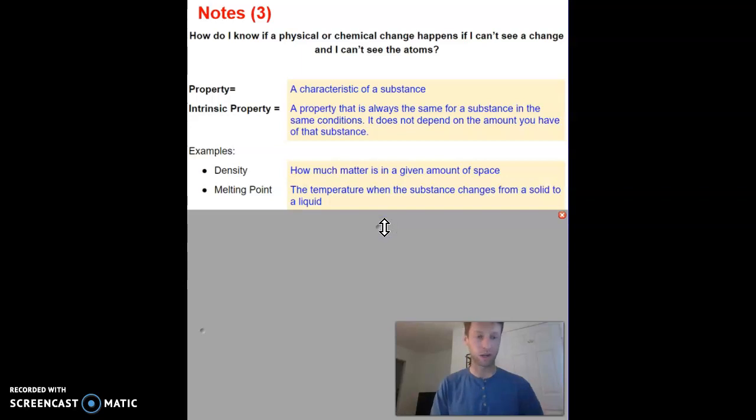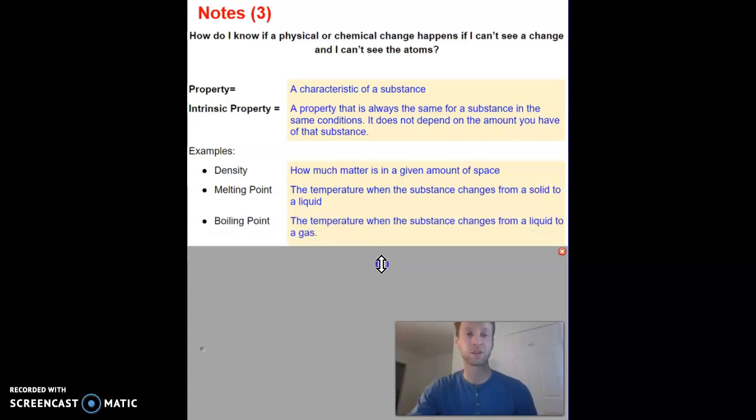Just like I talked about with water, with a boiling point, melting point is the temperature when a substance changes from a solid to a liquid. So water is always going to change from solid water, ice, into liquid water at 0 degrees Celsius. That's its melting point. If it's pure water, if it's pure ice, it's always going to melt at the same temperature. That is an intrinsic property as well. Boiling point we already talked about, the temperature when a substance changes from a liquid to a gas.